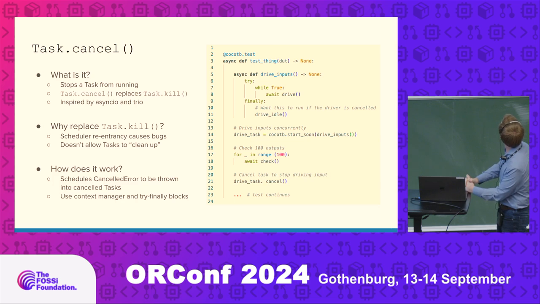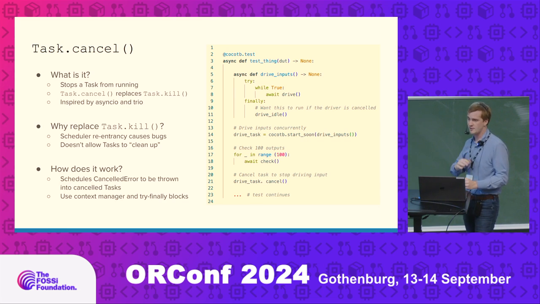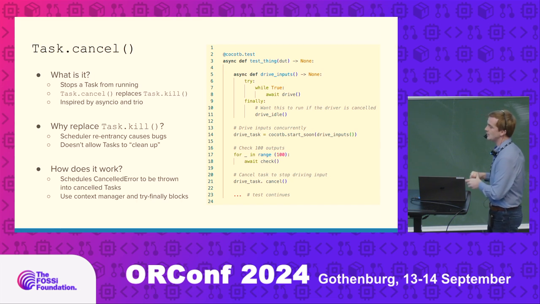We have that drive inputs, and it's going to be running concurrently. And we're going to run 100 outputs, and we want to eventually cancel it, right? But the issue is, it could be in the middle of driving something when we cancel it. And we don't want to just leave a valid high or something like that. So at the end, you can set that valid low. And it's going to throw a cancelled error in where that await drive is. And that finally block is going to drive it back to idle.